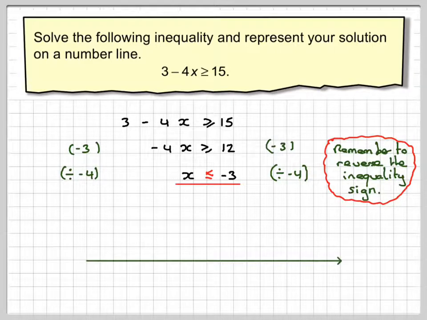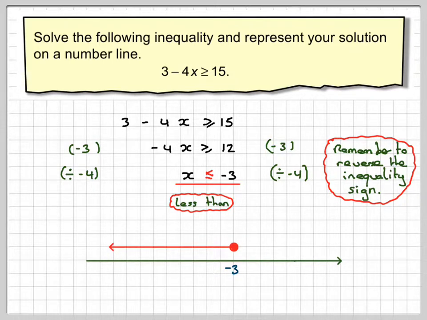So we draw a line with an arrow at one end. Mark on minus 3. Now, because it's equal to, we draw the circle and we fill the circle in because it's equal to as well. Now we want less than, because x is less than or equal to minus 3. Less than is going to be that side of that circle, so going that way.